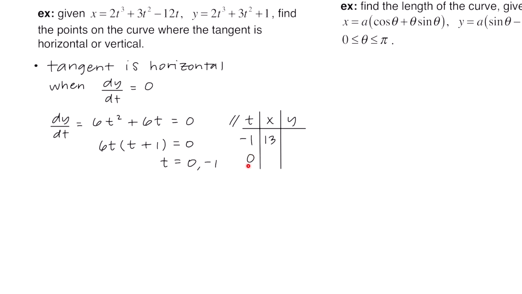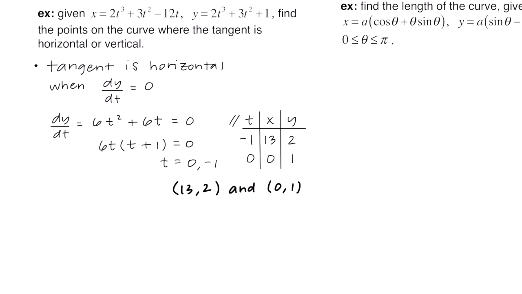Next, we're going to take t equals 0 and plug it in, and we get 0. And then we'll do this again for y. T is negative 1, so we'll plug it in, and we'll get our y. And you get that y is equal to 2. When we plug in 0 for t, we get y equals 1. So here's our coordinate points. So our points on the curve where the tangent line is horizontal are (13, 2) and also (0, 1).